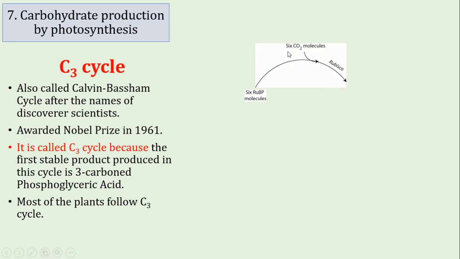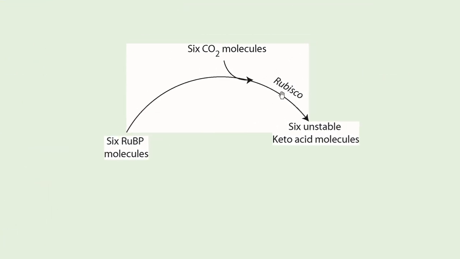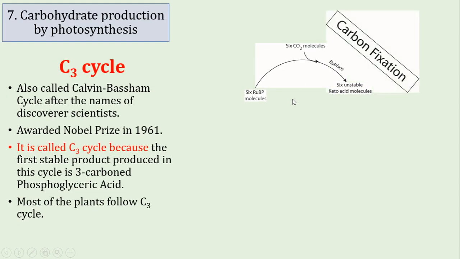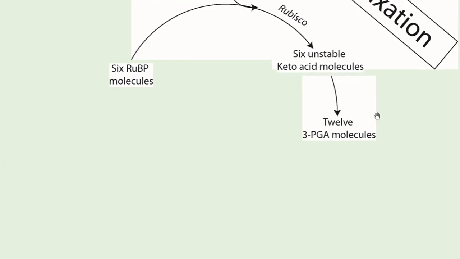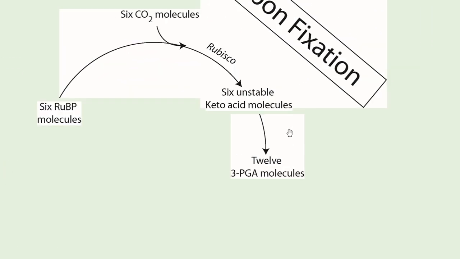In other words, they capture 6 carbon dioxide molecules to produce 6 unstable keto acid molecules. And during this process, an enzyme called Rubisco helps for this capture process. That is why it is called the carbon fixation step during the C3 cycle. And then these unstable keto acid molecules break up immediately to produce stable compounds, 3-phosphoglyceric acid. It produces 12 3-PGA molecules, 3-phosphoglyceric acid molecules. So from 6 keto acid we get 12 3-PGA molecules.